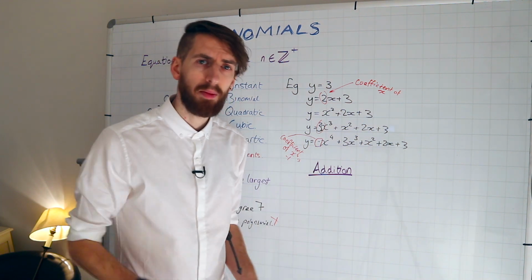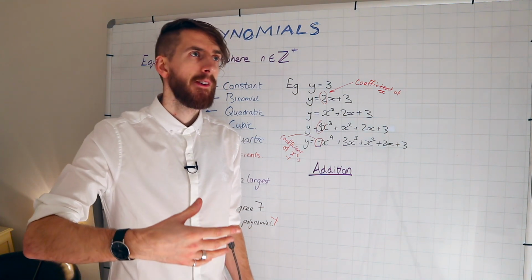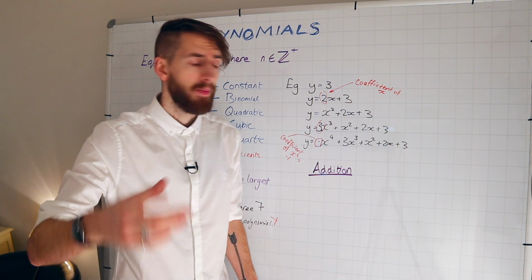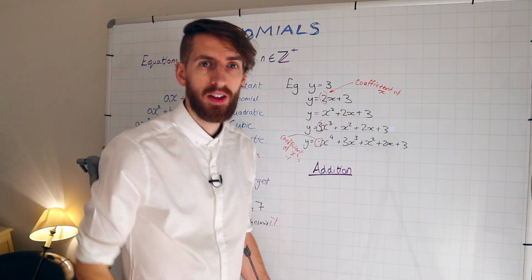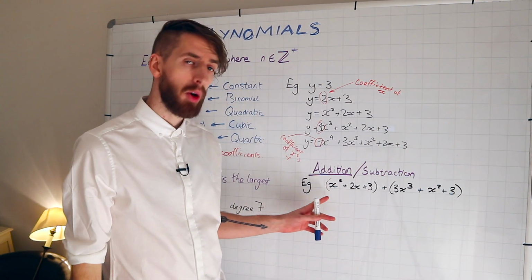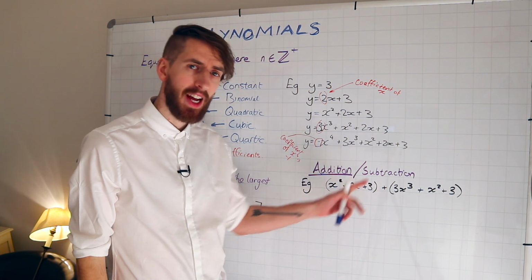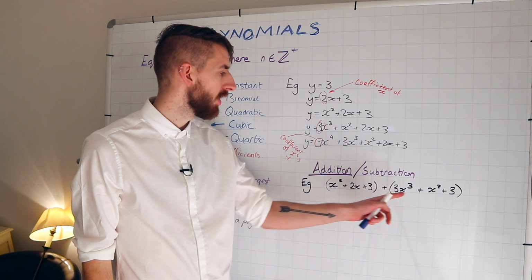So let's get an example on the board and then go through that, and then we'll look at multiplication. Now, when I say addition, obviously I mean subtraction as well, so I'll correct that. I've done it. This is our question. We've got a quadratic here and it's added to a cubic. The degree of this one is 2, degree of that one is 3.